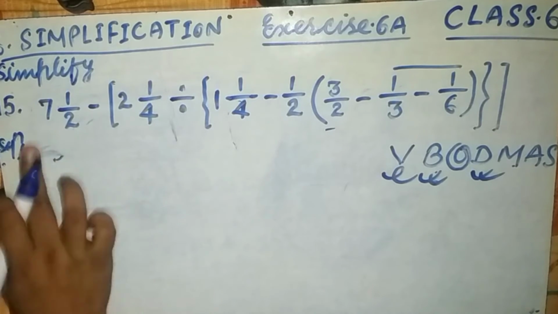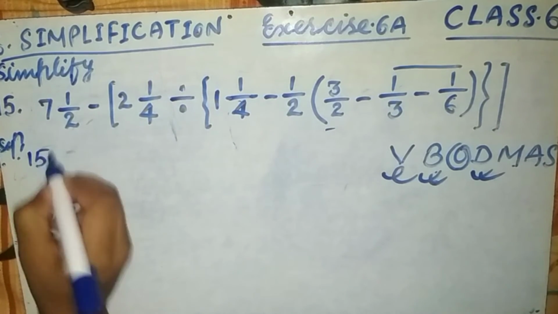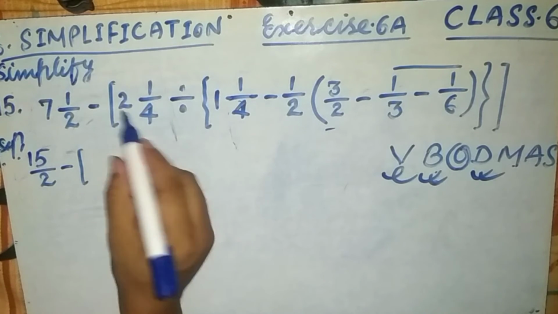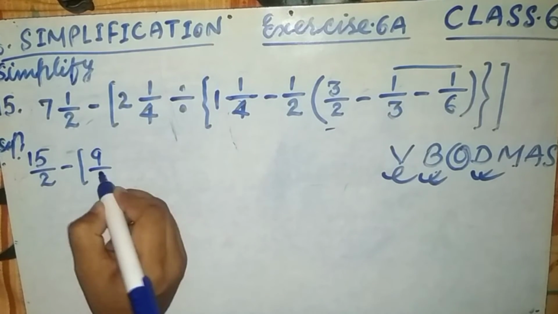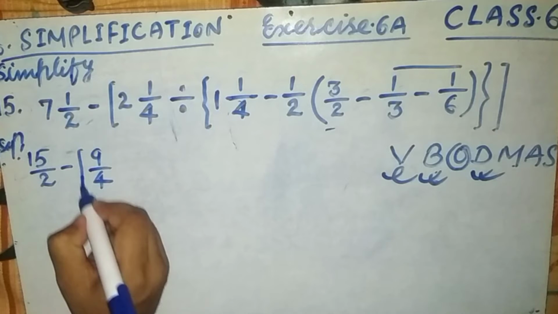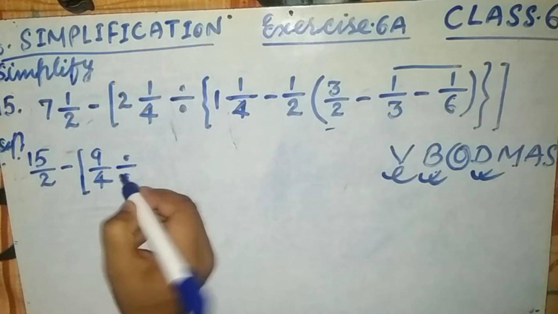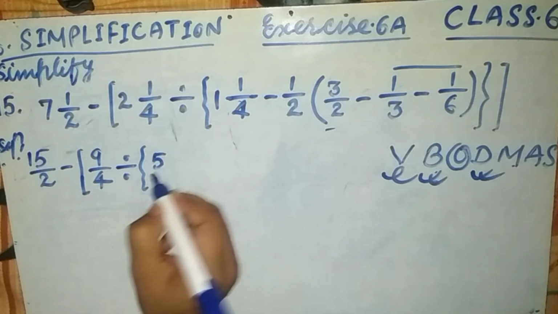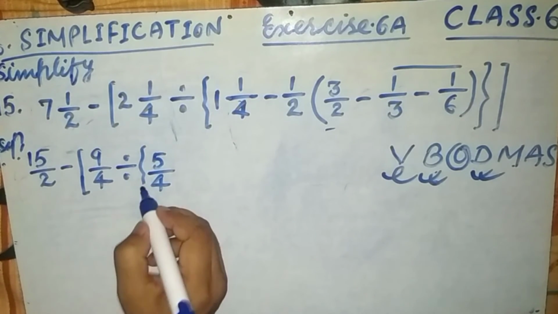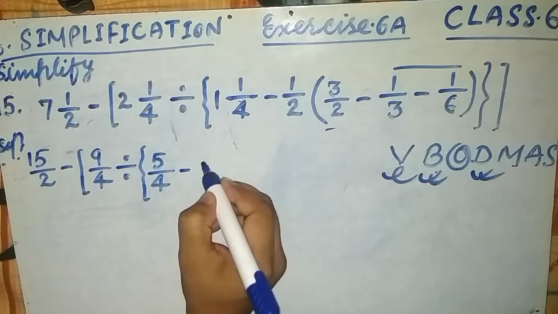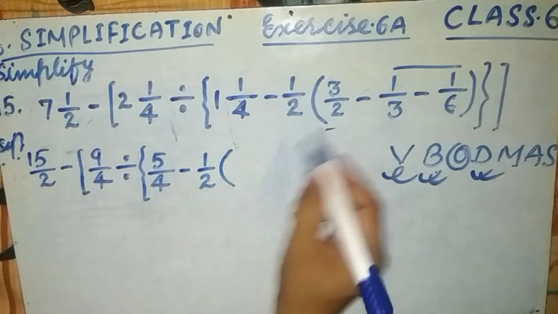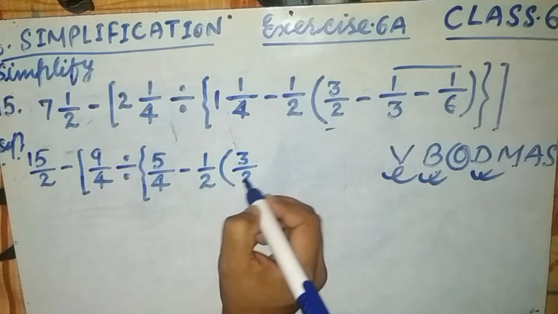15 by 2. Okay, minus as it is, right? Now 4 2s are 8 plus 1, 9. 9 by 4. Okay, this is division as it is. Write the curly bracket. 4 1s are 4 plus 1, 5 by 4. Okay, now next minus 1 by 2, a small bracket. This is 3 by 2 as it is, minus.